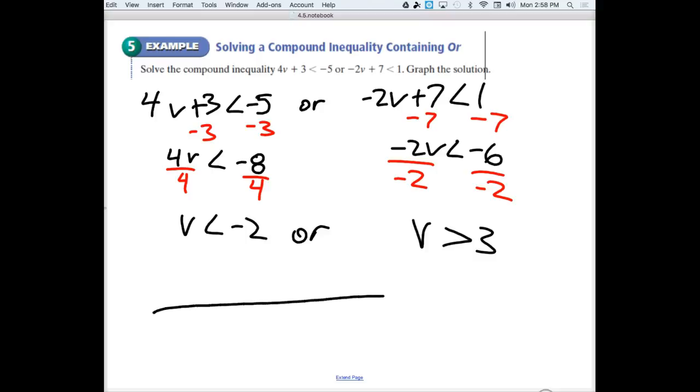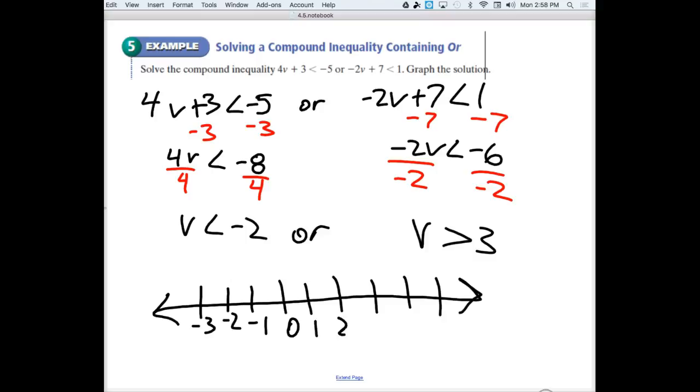So, graphing it, I'll start at 0 right here, -1, -2, -3. So we can see that v is less than -2. Simply open circle at -2 to the left, and v is greater than 3, open circle at 3 to the right. So really, whenever there's an or, you treat it as two separate inequalities. You just have to graph them on the same number line, or join your solutions at the end by or.